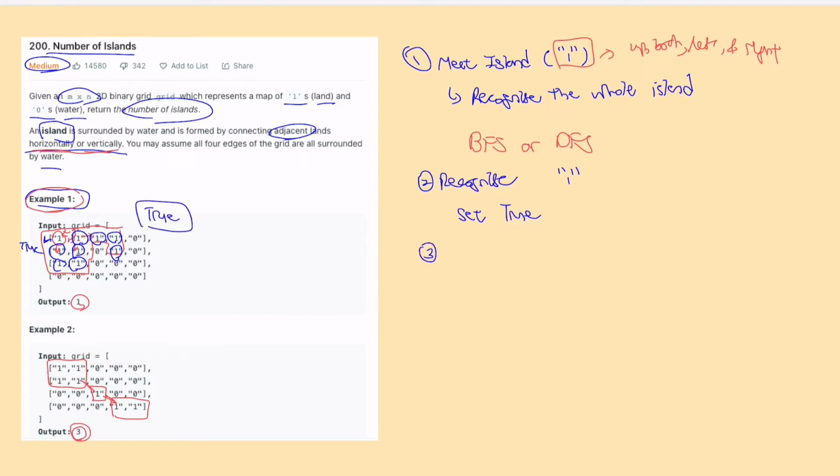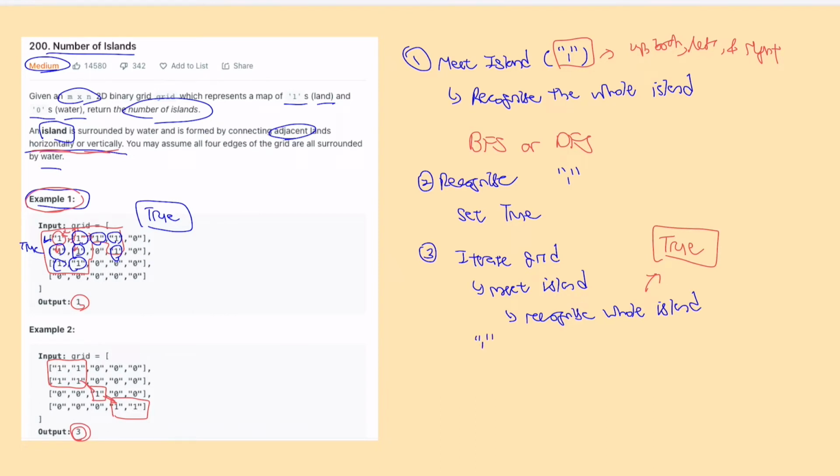So as I iterate through the grid and I meet an island, then I'll recognize the whole island by setting the values to true, in this case. When I meet a value of 1, what I will do is have a global counter variable, let's say count equals 0, and then add 1 to the count. And as I add 1 to the count, I'll use my BFS or DFS method to recognize the whole island.